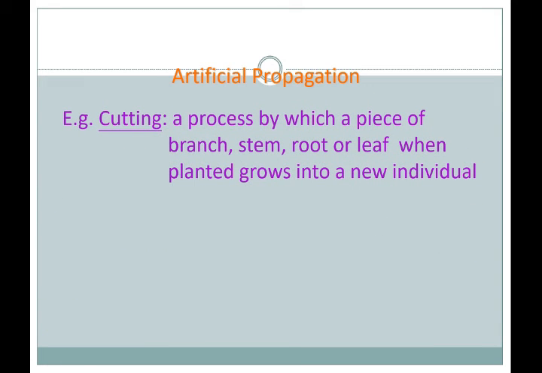So what if we have a regular plant, but we want to make it grow by vegetative propagation? That's actually possible. We call it artificial propagation. For example, cutting. It is a process where a piece of branch, stem, root, or leaf, when planted, grows into a new individual. Other methods are grafting and layering.